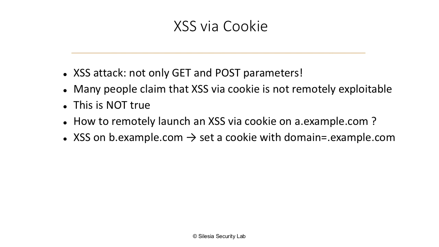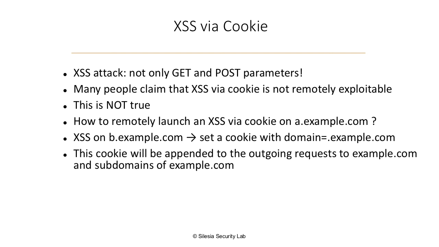Please notice this leading dot in front of example.com, because it's crucial here. When you've got something like this, then the cookie is set remotely in the cookie jar of the victim, and this cookie will be appended to the outgoing requests to example.com and subdomains of example.com. And now the interesting part is and subdomains of example.com. And this leading dot in front of example.com is responsible for the second part of the statement, and subdomains of example.com, right? So this is how you can ask the browser of the victim to send out this cookie to all subdomains of example.com, right?